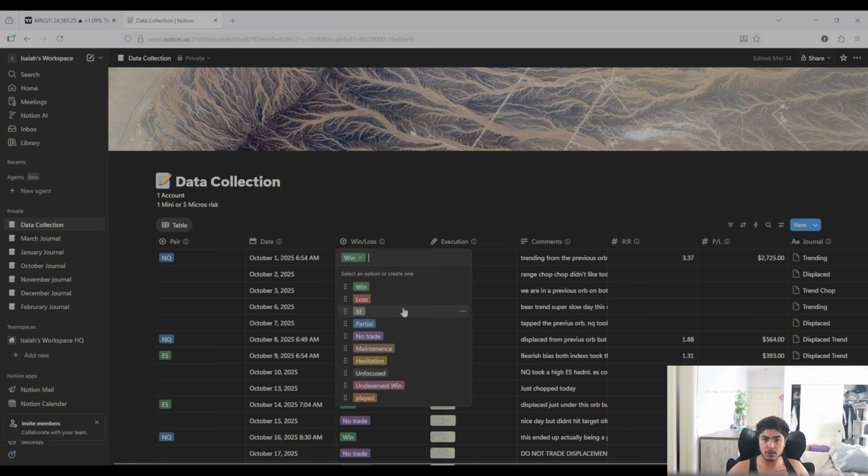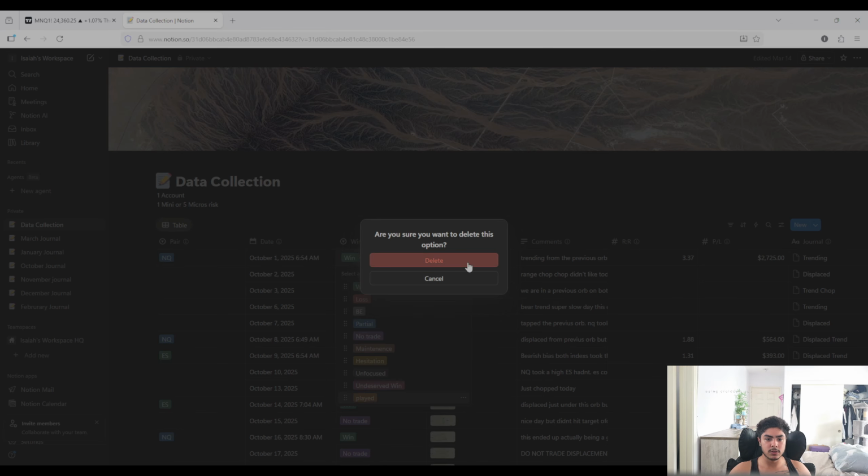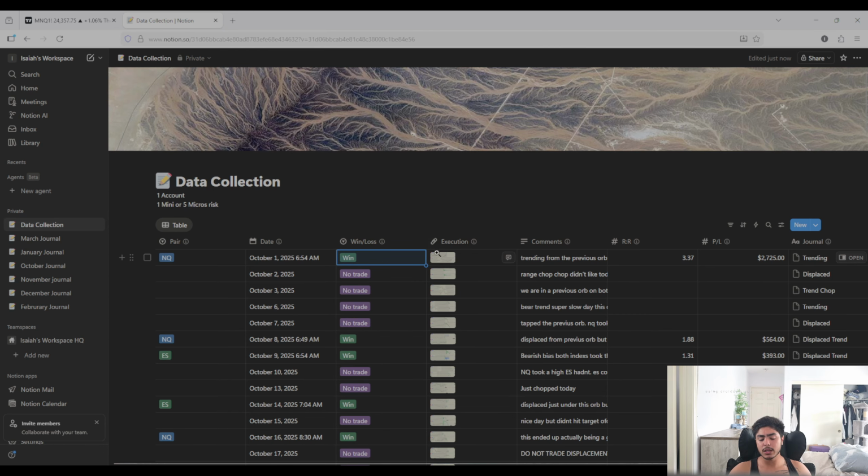I also have these other options because I've changed over time. I have break evens, partials, no trade days. There was a maintenance day. There were days I hesitated instead of taking action. There were days I was just straight up unfocused. There were days where I won without deserving to, as in not trading my edge, but still coming out profitable. I don't know what this is doing here. There we go.